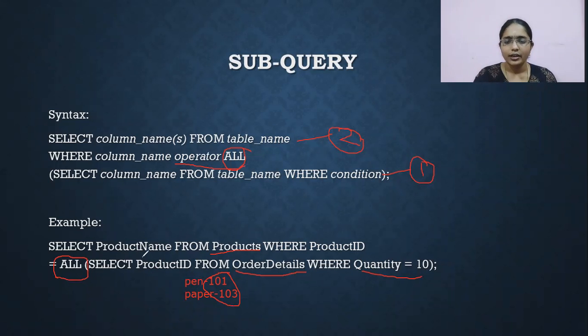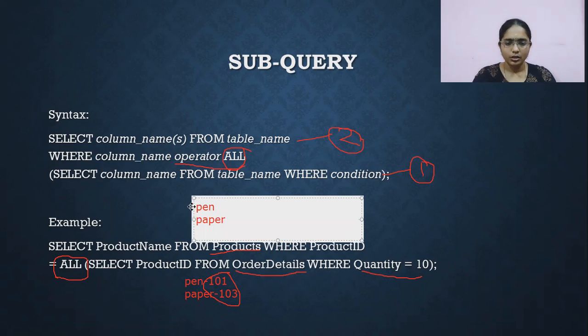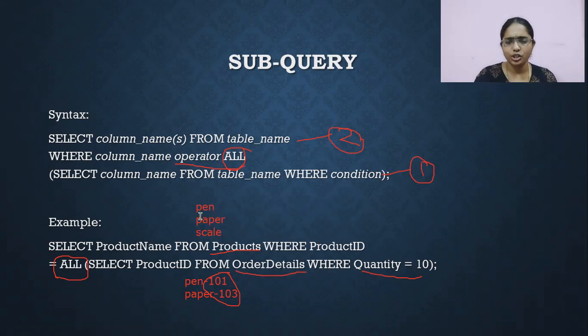Here what is the condition? Write the product name from the product table. Let us assume in your product table there are certain products: pen, paper, scale, some stationery. Let us assume the products are all about stationery. So these are the items. If you look at this one, with all, I can notice that the pen and paper IDs have been thrown as a result of your inner query.